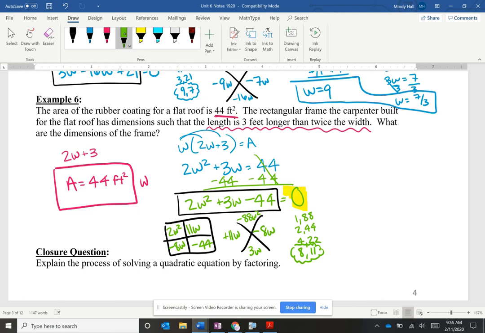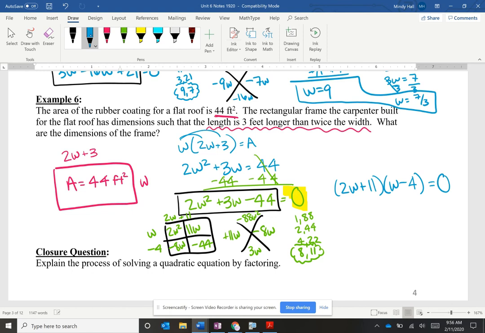Top row, we can take out a w, which would leave me 2w plus 11, because again, w times 11 gives me 11w. And then if I took out 2w, 2w times negative 4 is what gives me negative 8w, and negative 4 times 11 gives me negative 44. So then factored form is going to be 2w plus 11 times w minus 4 equals 0.